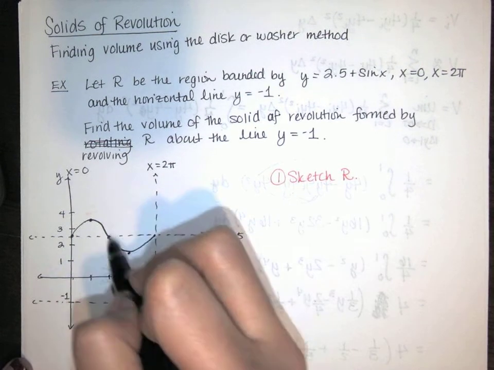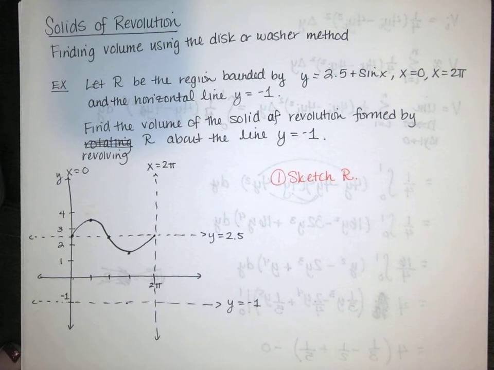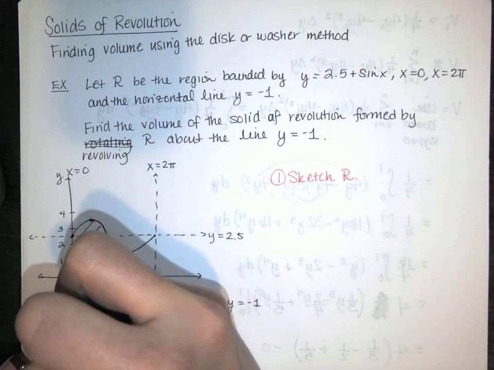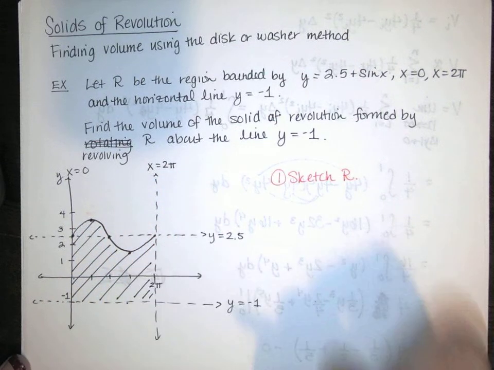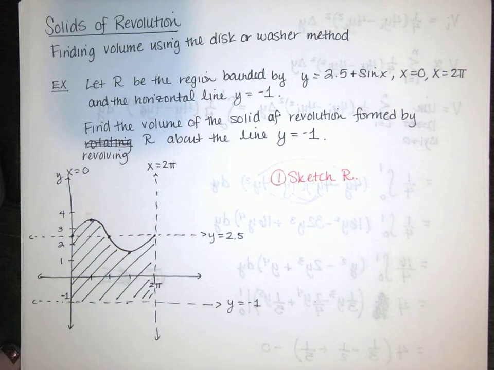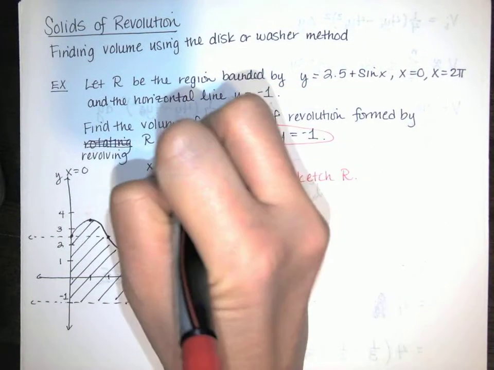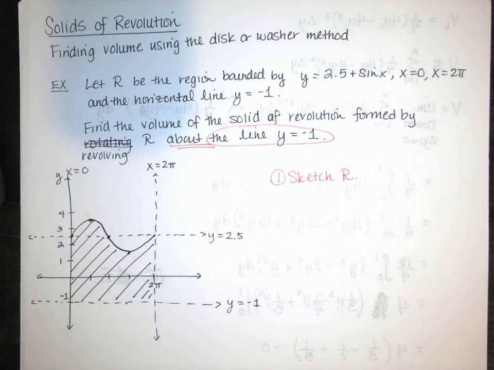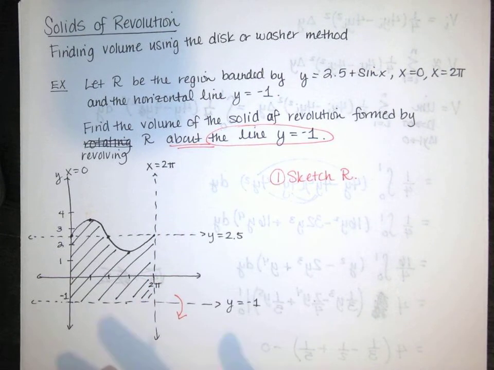Now the region is bounded by this line, and this line. So it's actually this whole thing, all the way down here. That is our region. And we're told that we are revolving this about the line y equals -1. And you see about the line, y equals a constant is a horizontal line. So we're taking this region and we're revolving it about this line. So I'm going to put an arrow there just to remind myself.